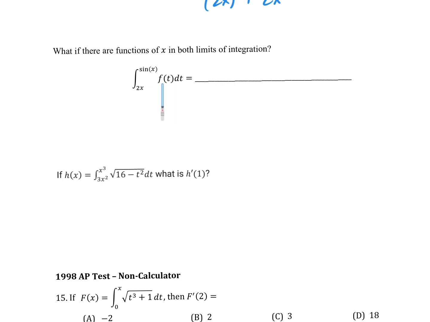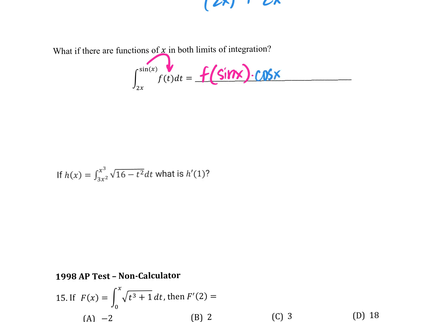What if we've got this? What if we actually do it? Yeah, so he says just do it. We'd plug in sine of x into my function. So that would be f of sine of x. What would we have to multiply that by? Well done. The cosine of x is the derivative of that upper bound.